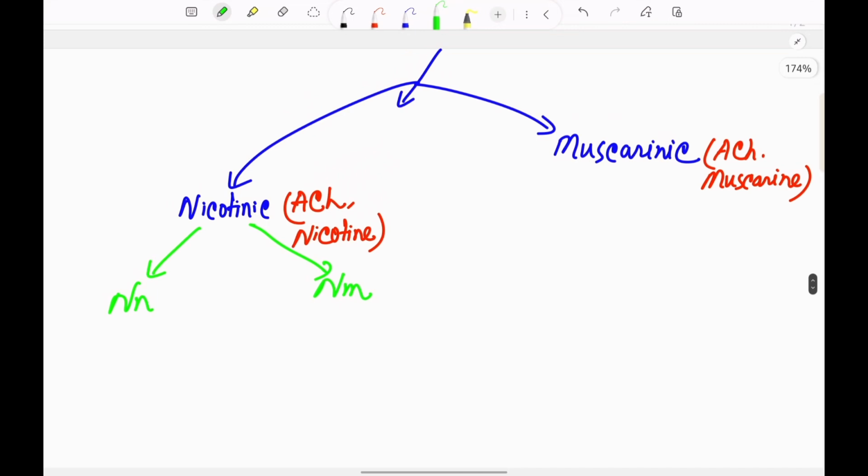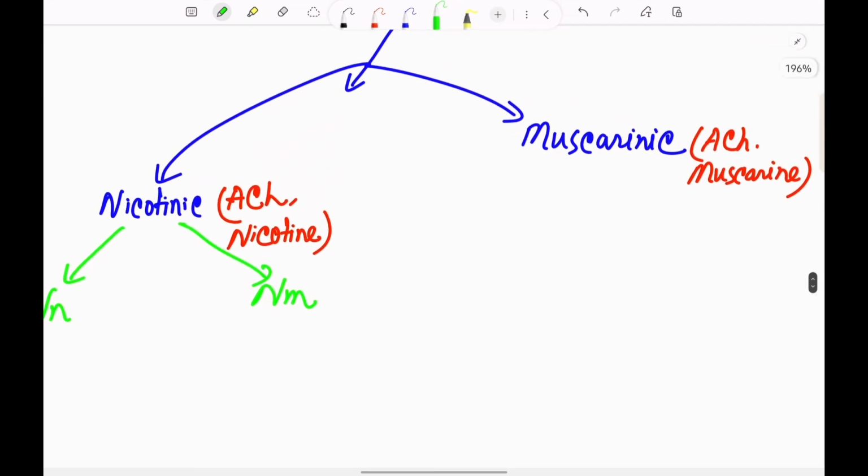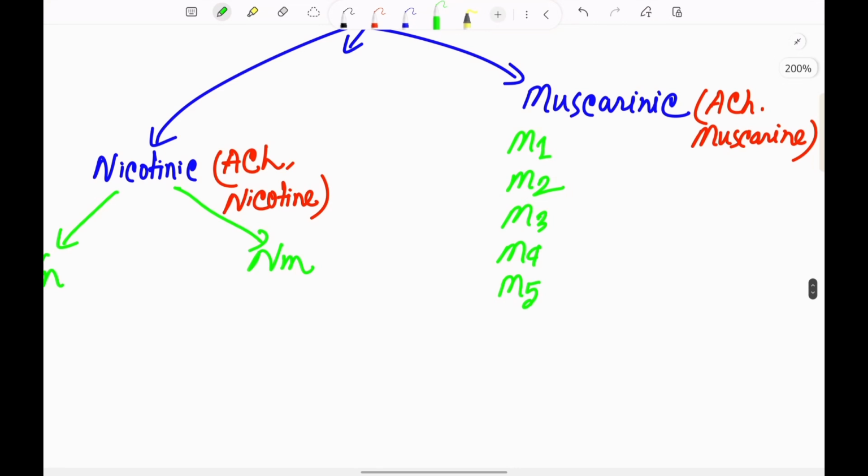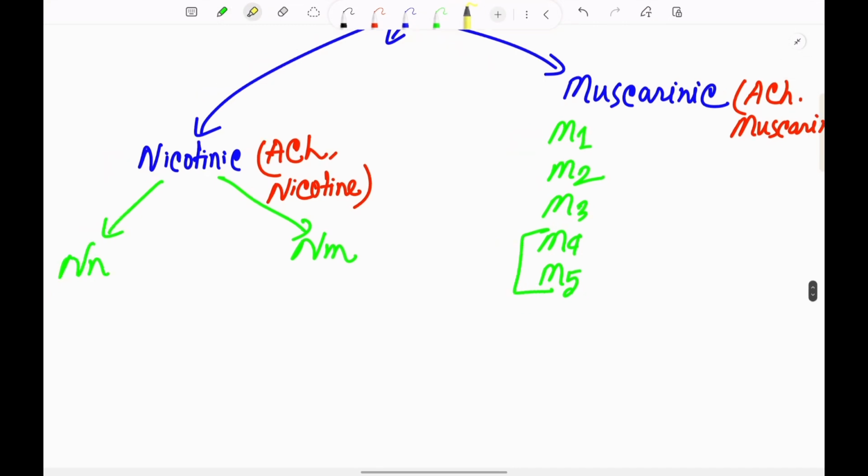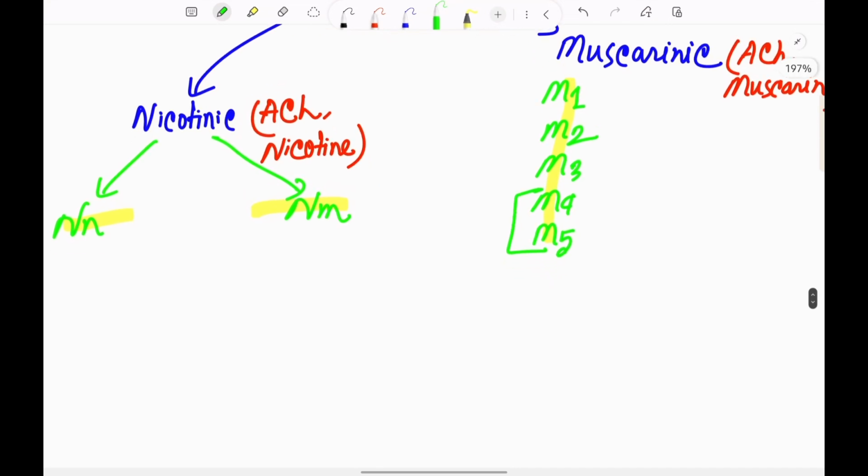Now there is muscarinic receptor. There are 5 types of muscarinic receptor: M1, M2, M3, M4 and M5. Here M4 and M5 are exclusively located in the central nervous system, not throughout the body. In fact, all of the nicotinic and muscarinic receptors are located in the central nervous system, but M4 and M5 are exclusively located in the central nervous system. So now we will know about the location of M1, M2 and M3 receptor.